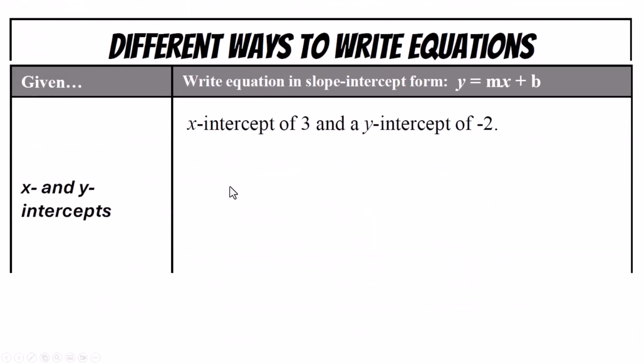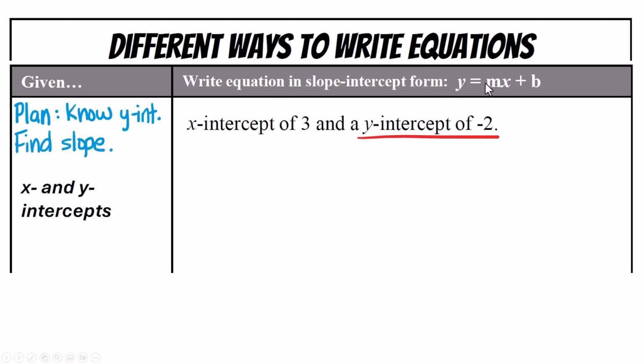Write an equation in slope-intercept form if the x-intercept is 3 and a y-intercept is -2. Shouldn't be a, it should be the. You already know your y-intercept. It's this. So the only thing you need to find right now is the slope, because I know that this b is going to be -2.